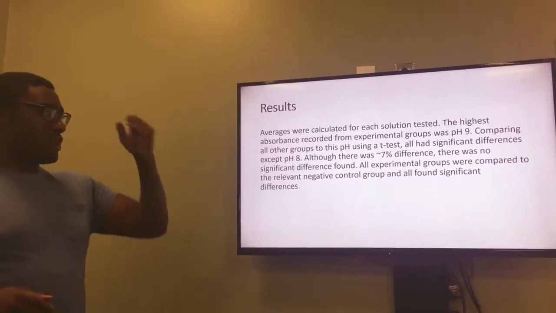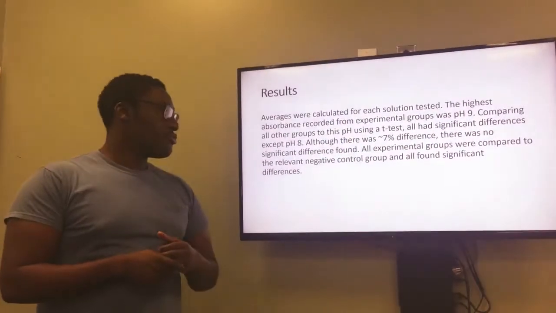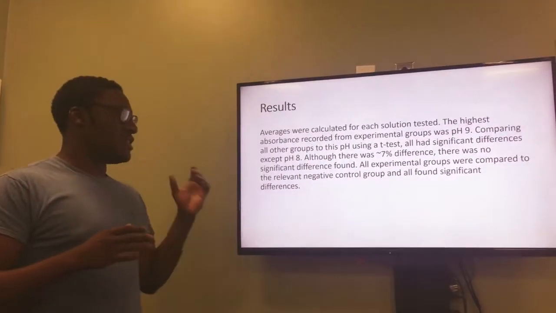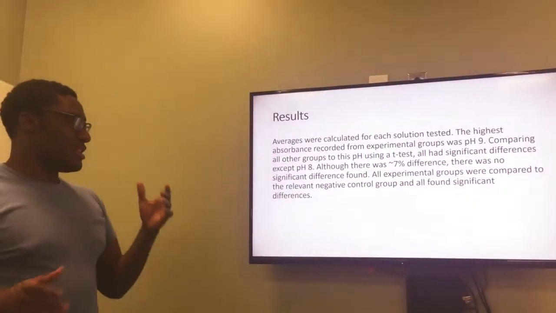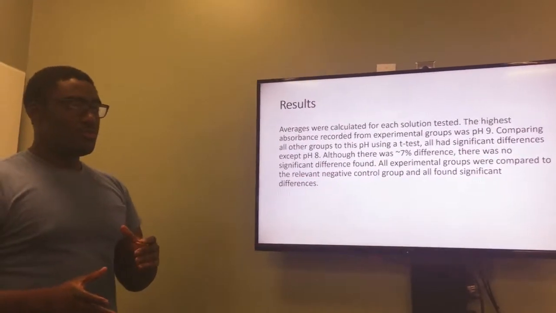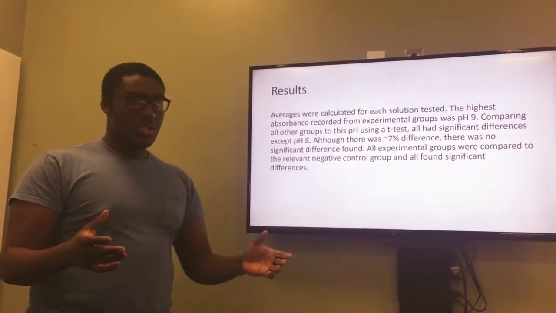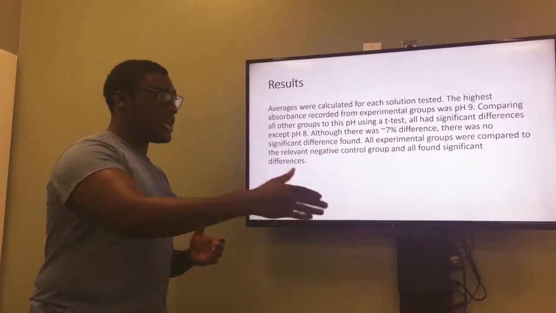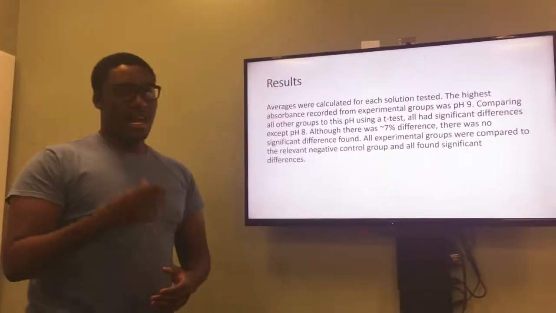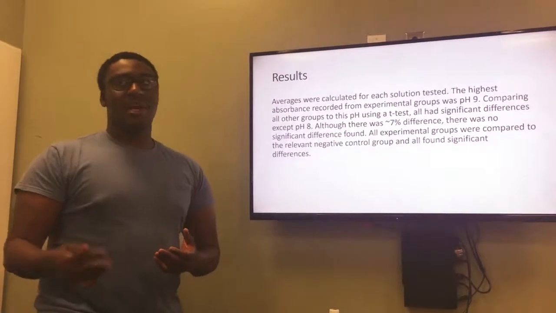So all our experimental groups were compared to the references, or the negative control group, and all were found significantly different. And the reason, now let me explain this. What I'm trying to say is that when you compare the negative control group to the experiment group, there was a difference. The experiment group showed that there was enzyme activity. The negative control group, like A prime and D prime, showed that there was little to no enzyme activity.